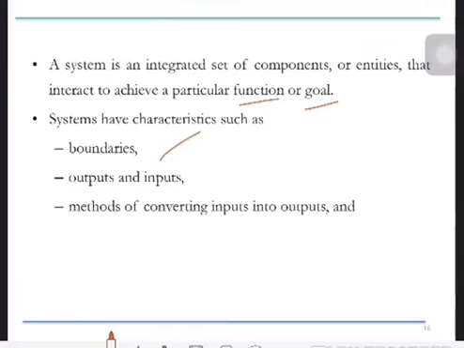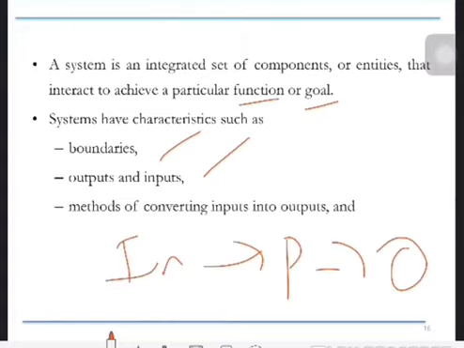Systems have such features. First we should have boundaries, with which we identify the system from others. Then we have outputs and inputs. If you have input, we should also have outputs. Then we have methods of converting inputs into output. So we have input, we have processing system, then we have output.